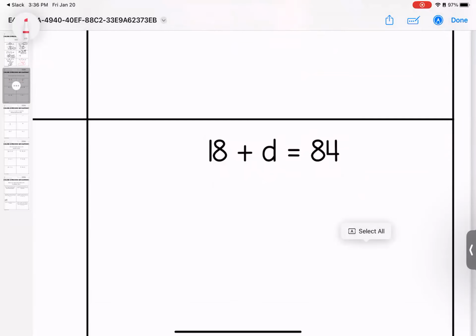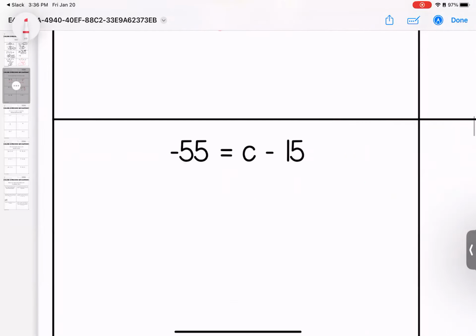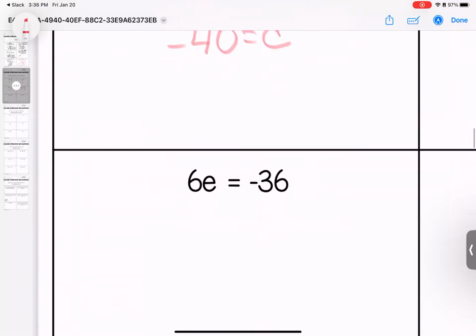Going down here, 18 is positive. We're going to subtract it to get rid of it. That cancels out. D is equal to 66. Over here, we're going to add 15, opposite operations. These are opposite signs, so we subtract. We have -40 is equal to C.